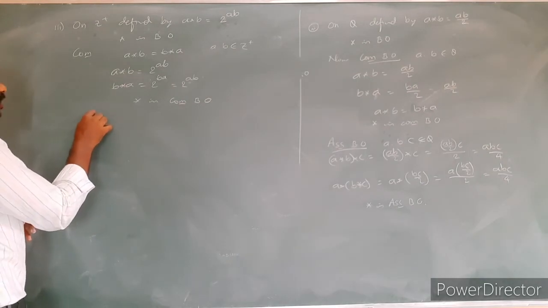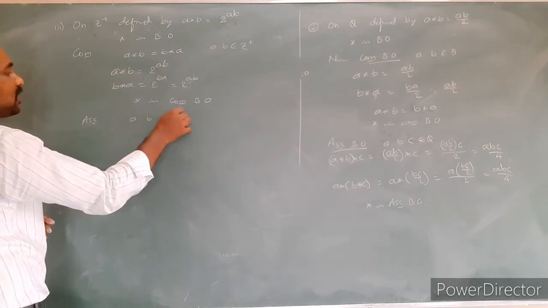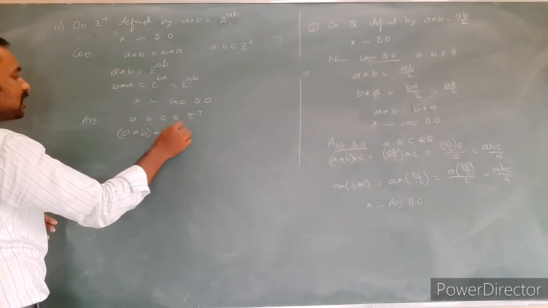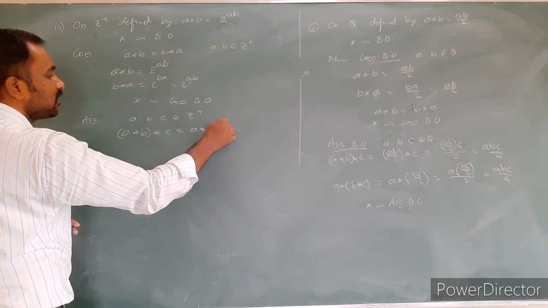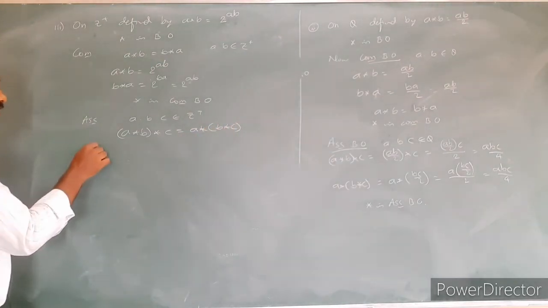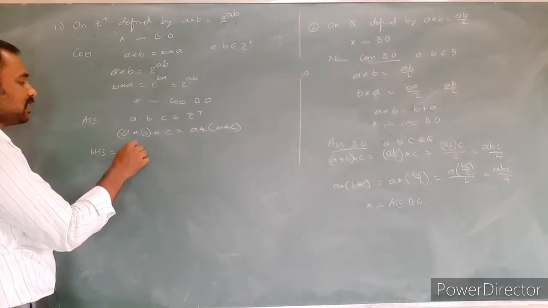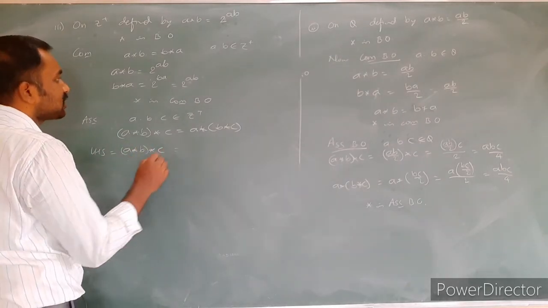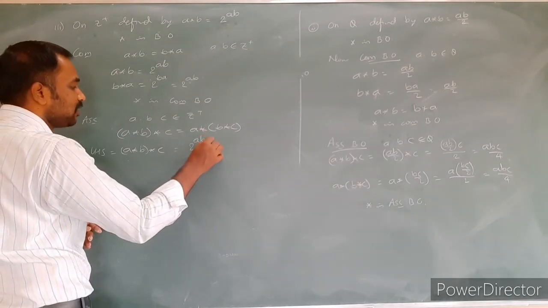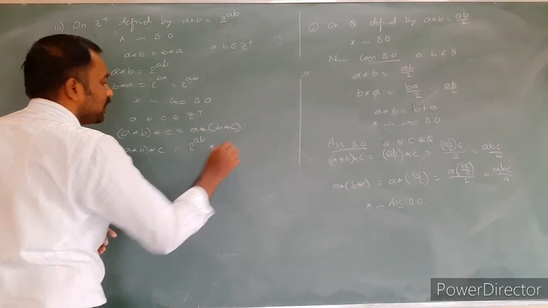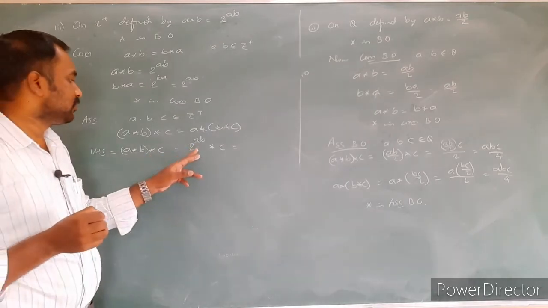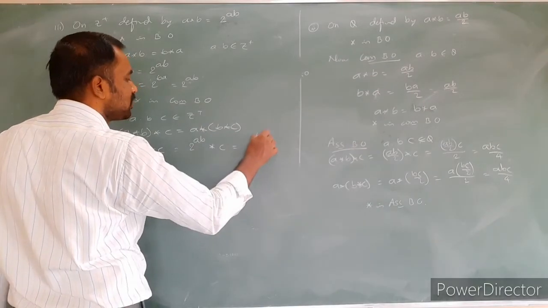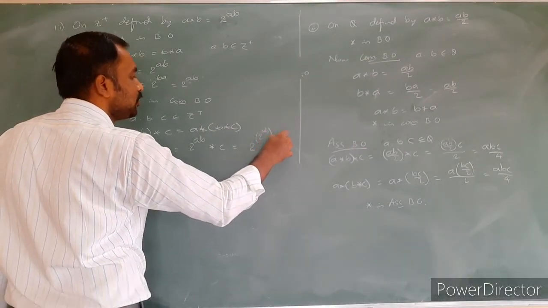Next, similarly, associative. A, B, C are any positive integers. Associative definition, A star B star C is equal to A star B star C, we have to get it. Check the LHS part. What is the LHS part? A star B star C. A star B is nothing but 2 power AB, star C. Just very carefully observe it. In place of A, 2 power AB. In place of B, C. 2 as it is. In place of A, 2 power AB into C.